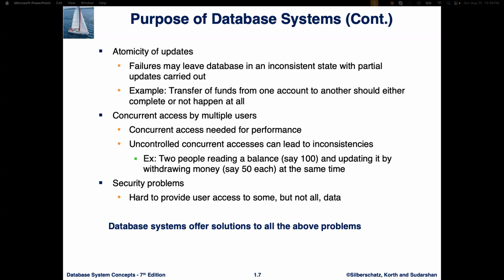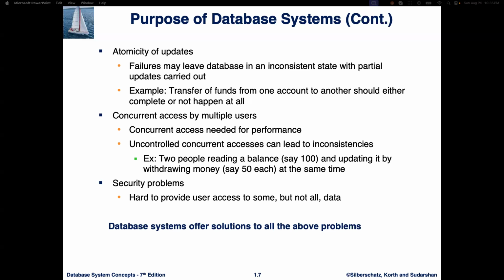In this section, we are going to explore some critical concepts that underlie the purpose and functionality of database systems, like atomicity of updates, concurrent access, and security problems. These are essential to understanding how databases maintain consistency, efficiency, and security.